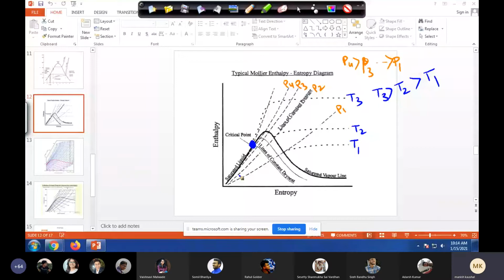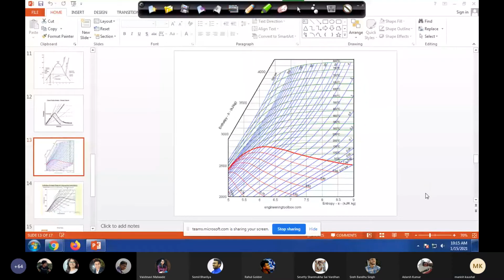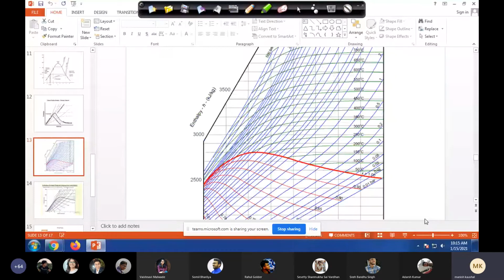Don't indulge too much on this critical point, because what is more important for us is below the critical point. So now I will show you the more useful diagram, and that is here. Now you can see this diagram, and I will tell you how we draw constant temperature lines. But before that, try to see the aspects which we discussed just a few minutes ago. So this is a more clear diagram.